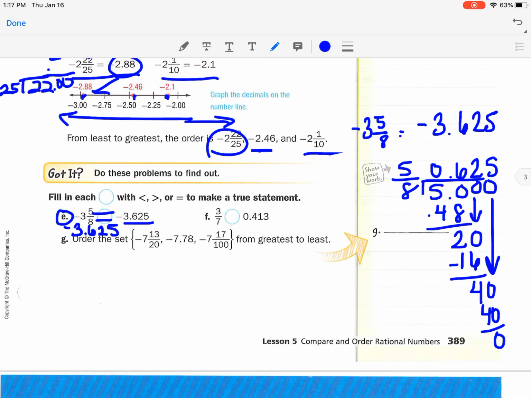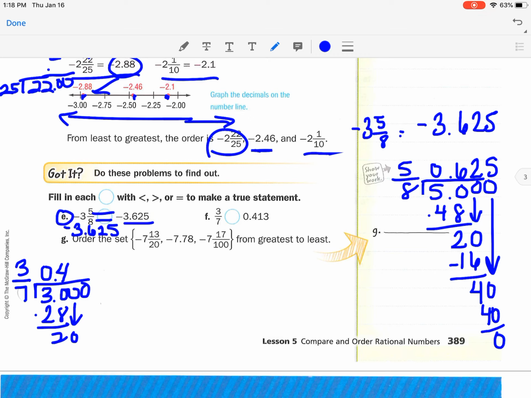Okay, so next one, we're going to take 3/7 and we're comparing it with 0.413. So I'm going to take my 3/7 and divide that out. Decimal point 0, how many groups can I make out of 30? I can make 4, which is 28. 2, bring down the 0. If I have 20, how many groups can I make?